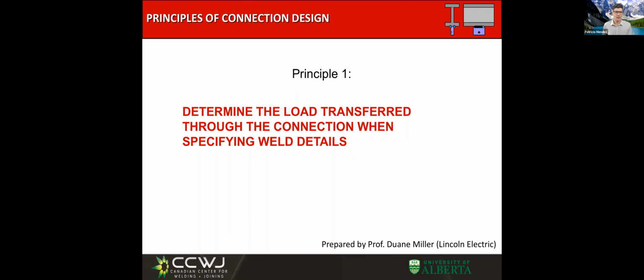Determine the load transfer through the connection when specifying weld details. Right? Weld details are things that are welded, right?